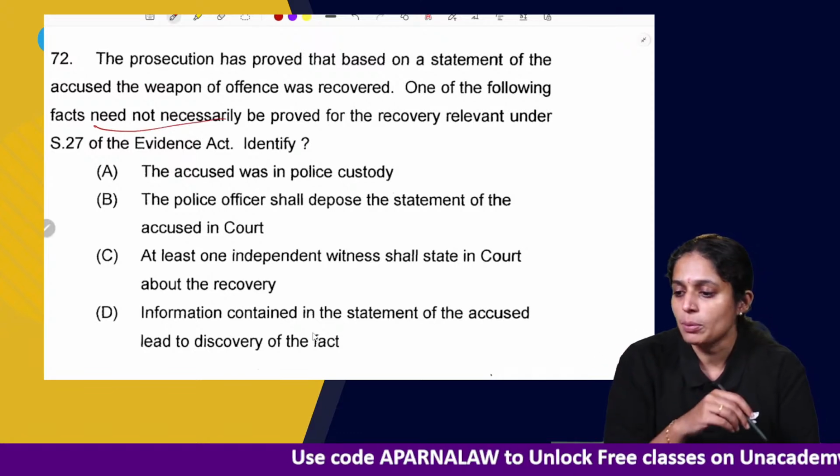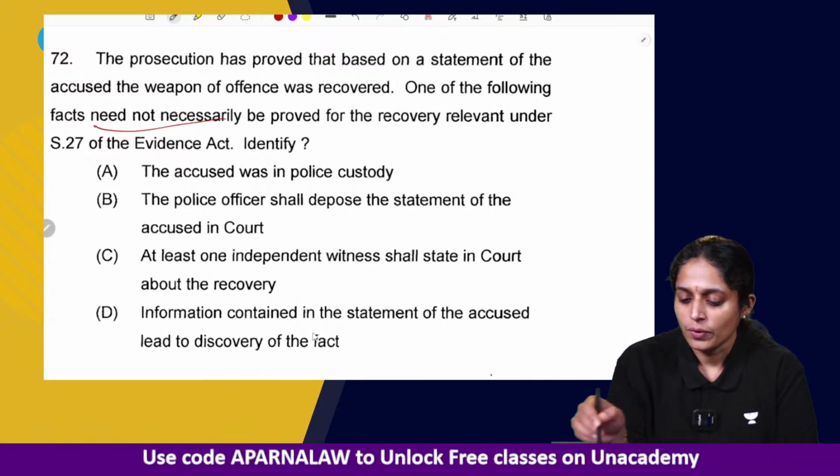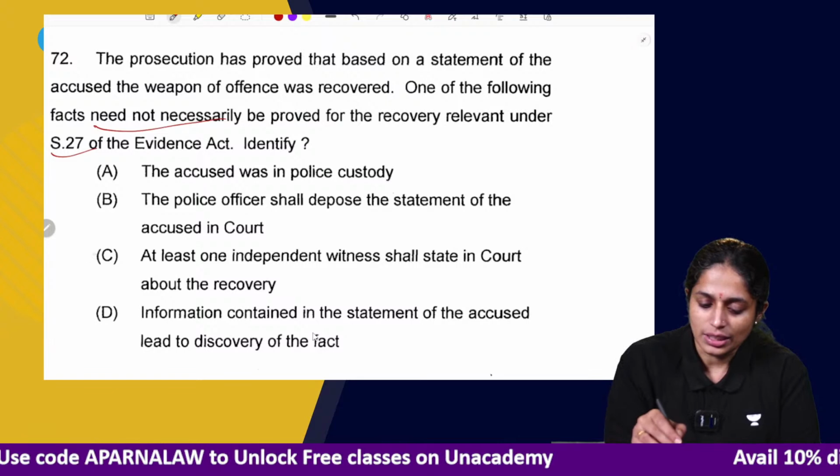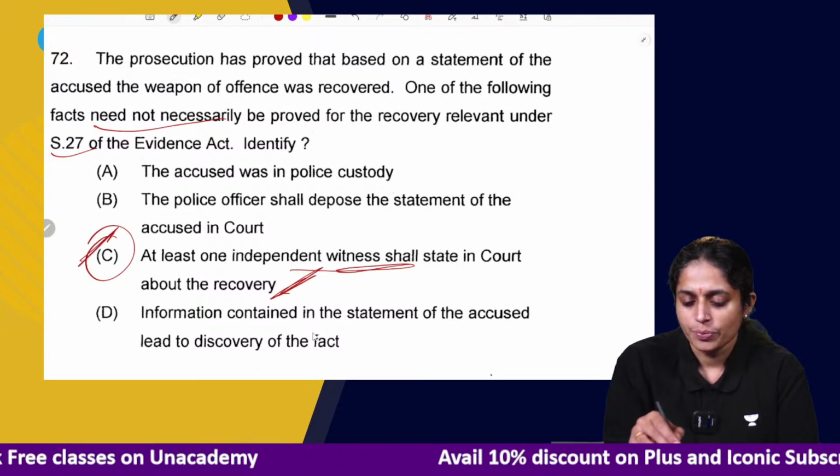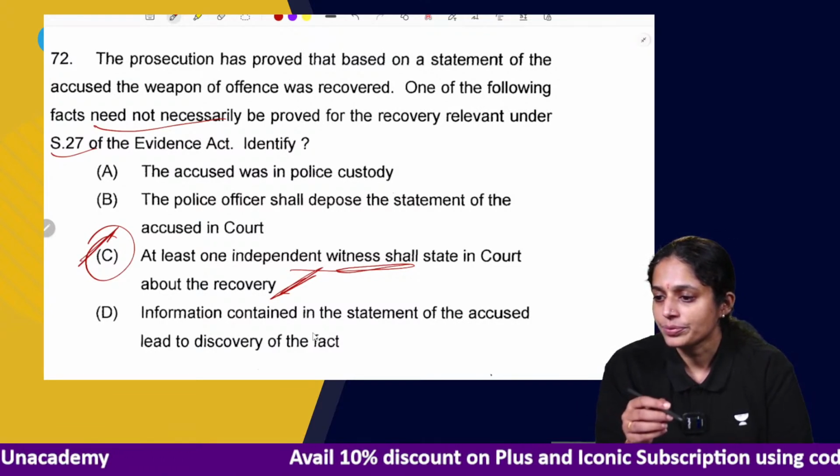Which need not necessarily be proved for proving section 27? Then it is C. At least one independent witness. So this is not a necessary one here.